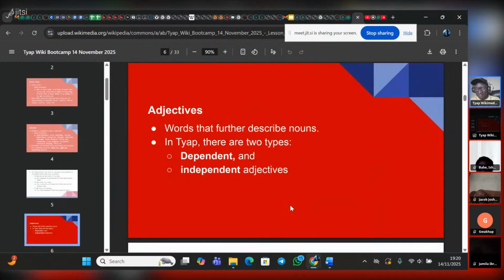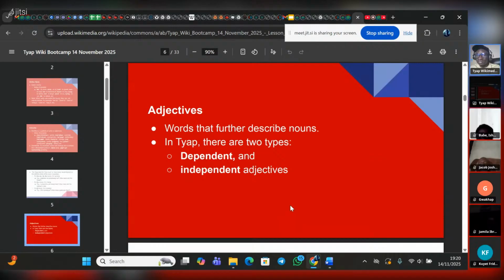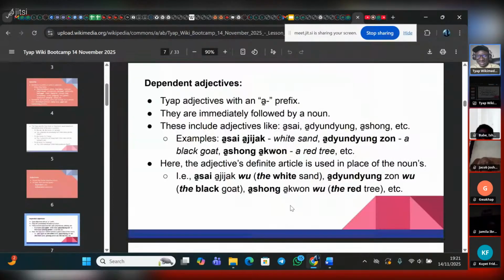So now we have entered into adjectives. What are adjectives? Adjectives are words that further describe nouns. In Tyap, there are about two types of adjectives, which we call the dependent and the independent adjectives. So what are dependent adjectives?